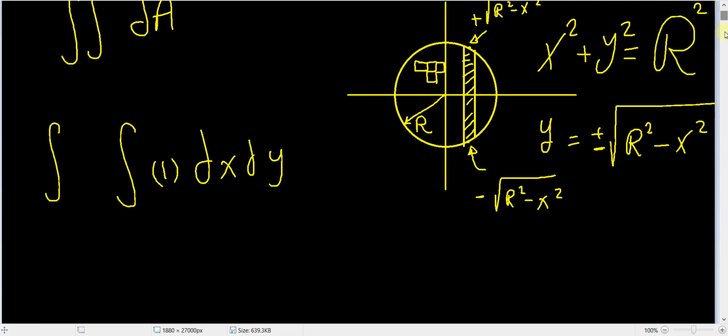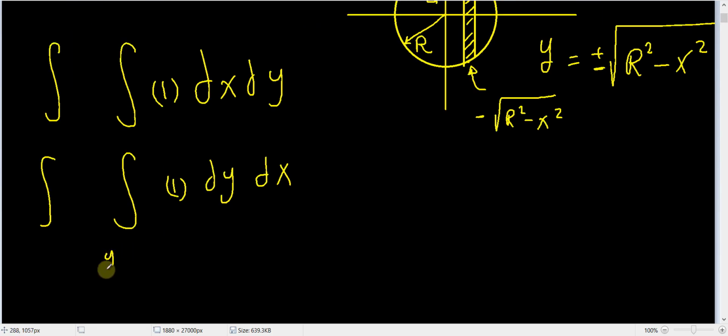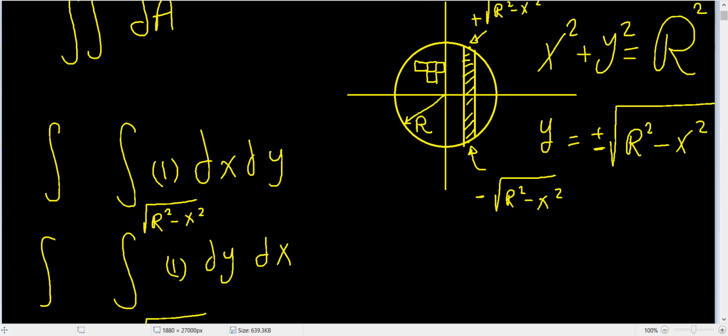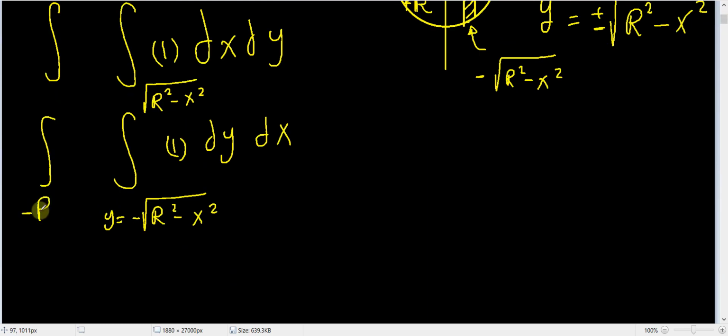So I am integrating in the y direction first. So now I have this and this, then 1 dy dx, and here you know that y varies from negative square root of r squared minus x squared to the positive square root of r squared minus x squared. And after that, I will add all of those areas I got from this integration as functions of x. I will add those areas from negative r to r in the x direction. So here I'll have a negative r and an r. So this integral should give me the area of the circle.